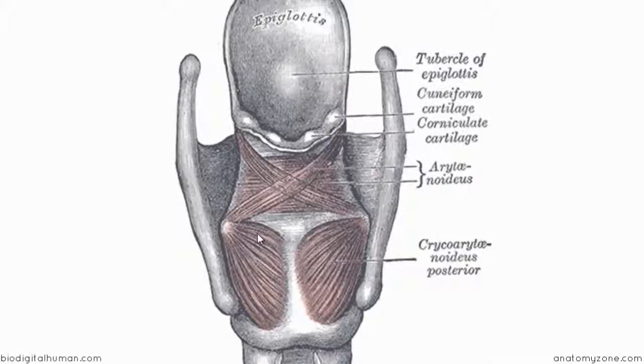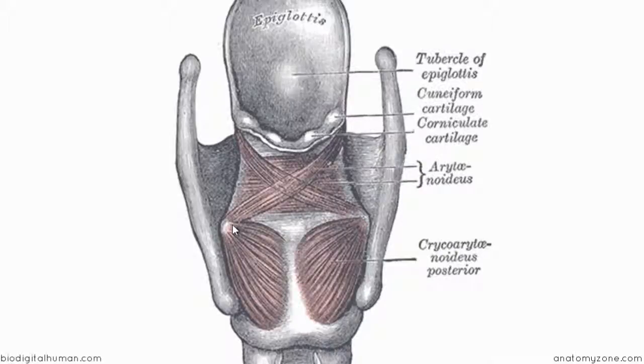And then you've got the posterior cricoarytenoid muscles attaching on the oval depressions on either side of the midline of the posterior surface of the cricoid cartilage. So these muscles insert onto the muscular process of the arytenoid cartilage.